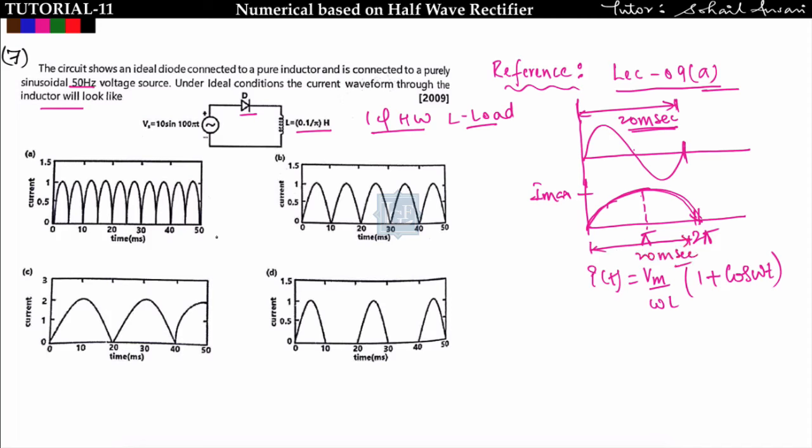So this is the current equation waveform, and the total waveform will come out to be 20 millisecond. See here, only option C is matching. The current equation I am getting like this, and it goes from 0 to 20 millisecond. So option C is correct.